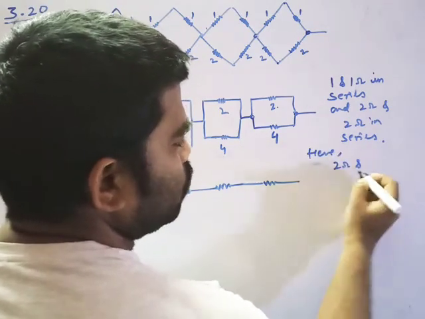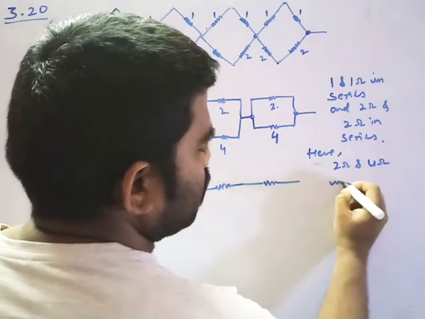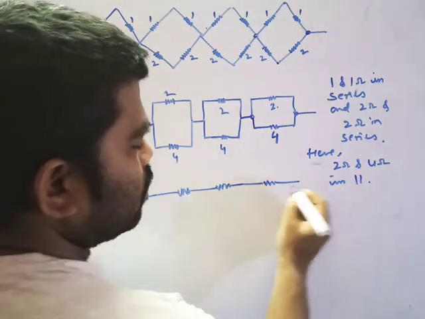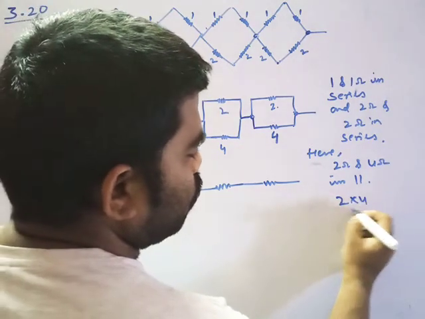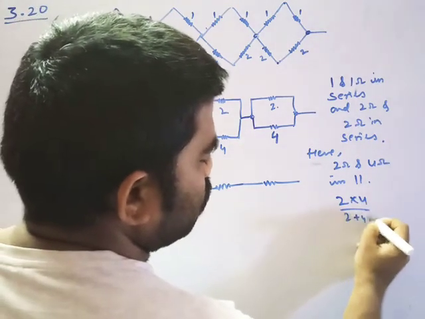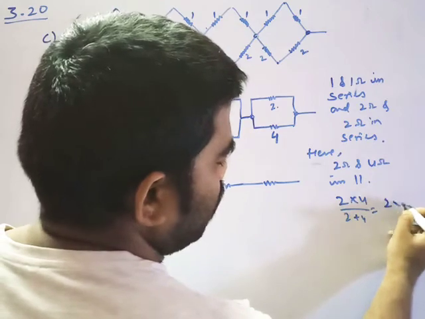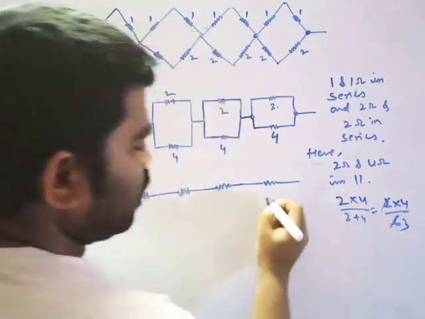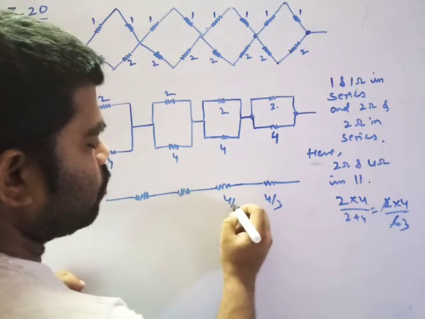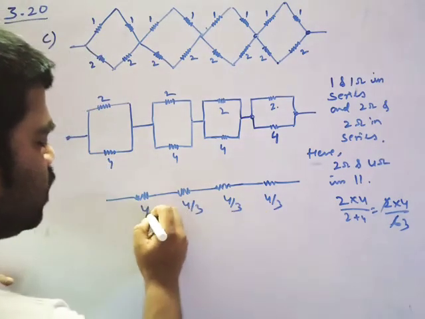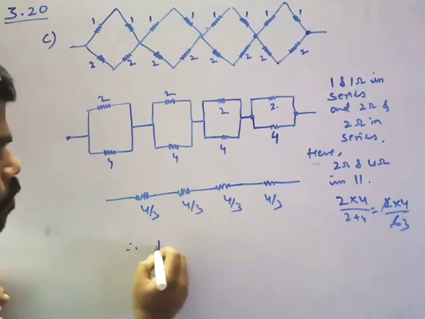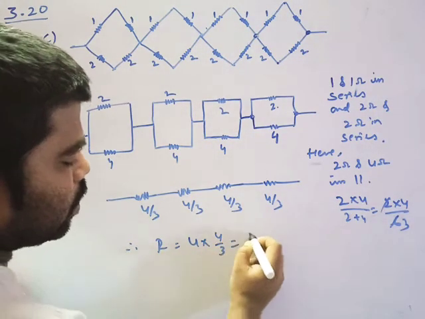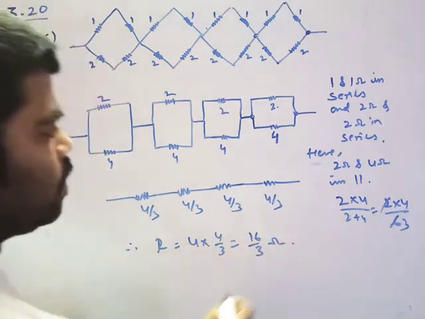Here 2 ohm and 4 ohm in parallel. So parallel का what is the answer of the parallel? 2 into 4 by 2 plus 4. It is 2 into 4 by 6, which is 4 by 3. This is 4 by 3, 4 by 3, 4 by 3, 4 by 3. Therefore, total resistance is 4 into 4 by 3, 16 by 3 is the total answer.